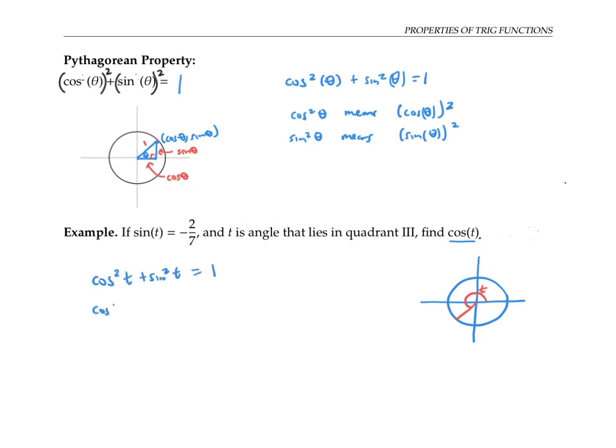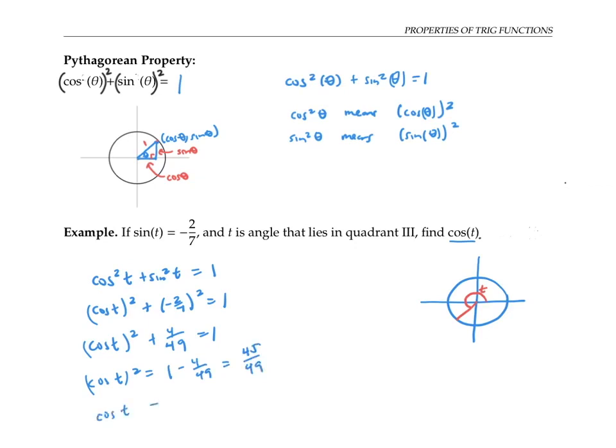That is, cosine of t squared plus negative 2/7 squared is equal to 1. I write this as cosine of t squared plus 4/49 is equal to 1, and so cosine of t squared is equal to 1 minus 4/49, which is 45/49. Taking the square root of both sides, that gives me that cosine t is plus or minus the square root of 45 over 49.